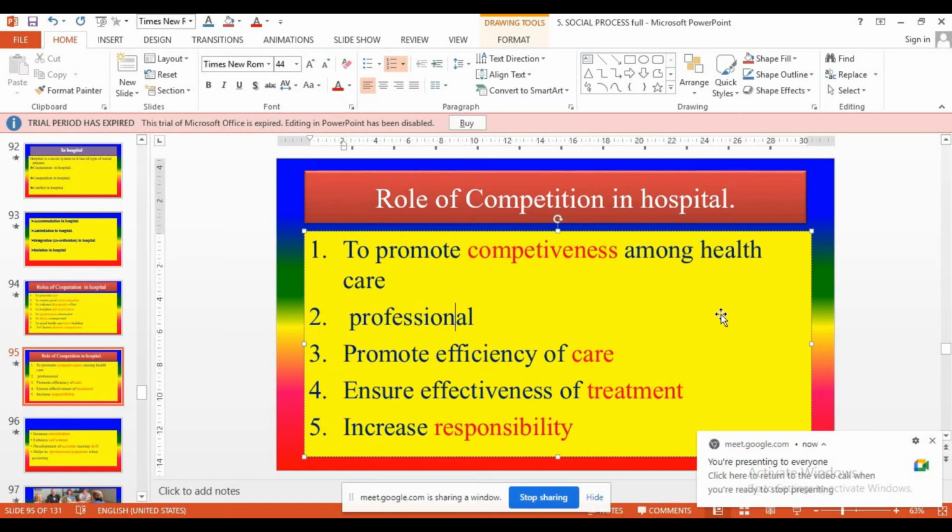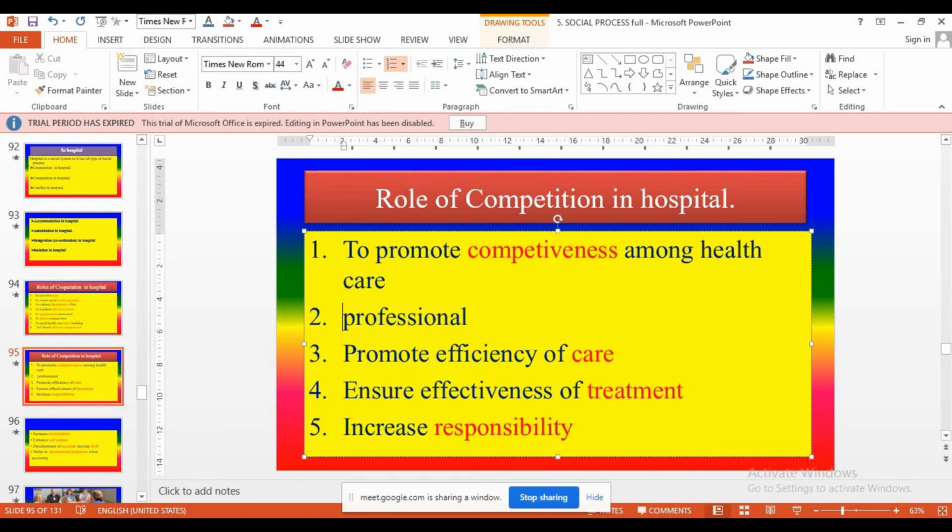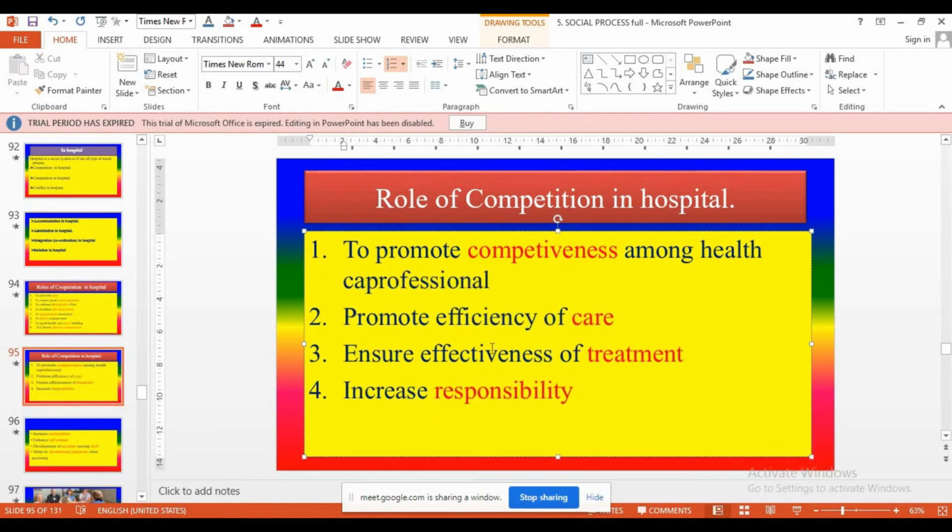Second one, professionalism. Promote efficiency of care. Healthcare professionals should compete with each other to provide efficient healthcare services.